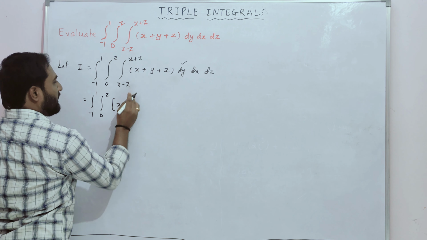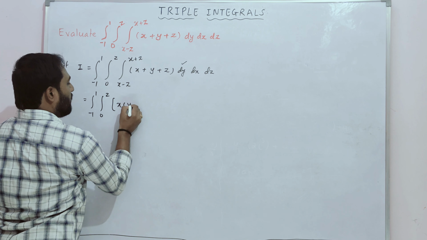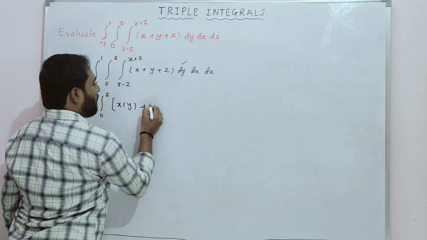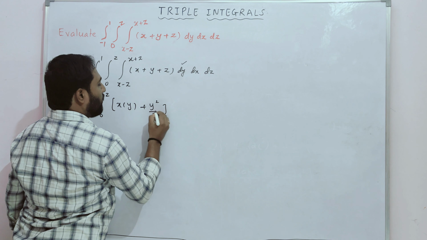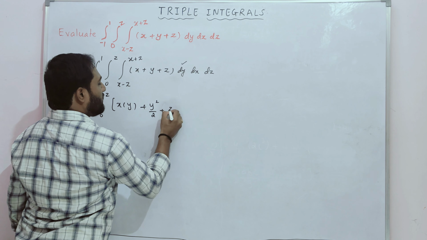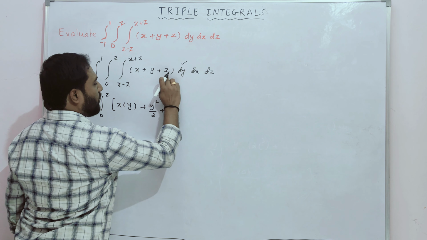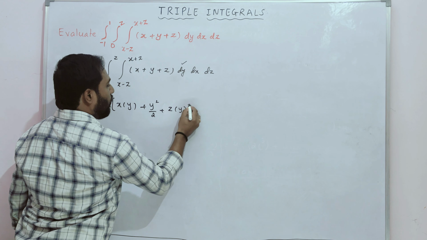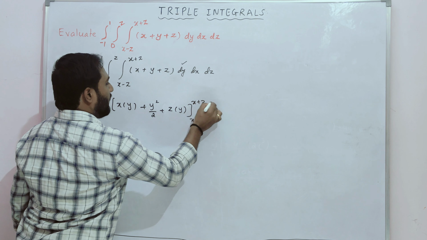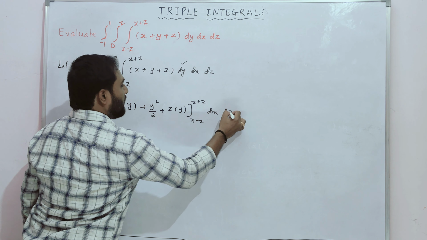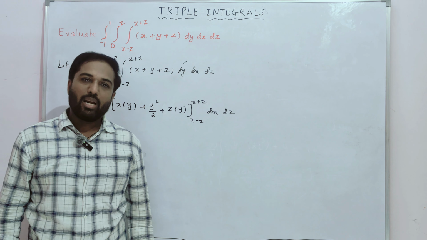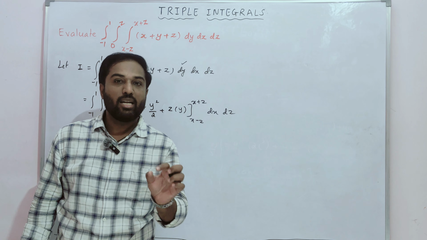So x with respect to y will be xy, because x is a constant, plus y with respect to y will be y square by 2. The last term is z, which is as it is because with respect to y, z is constant. So constant into y, and the limits are x minus z to x plus z, and dx and dz are as they are. Now let us apply the upper limit minus lower limit to the integrated term.